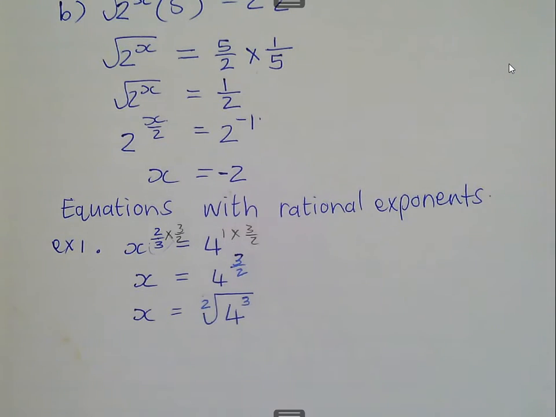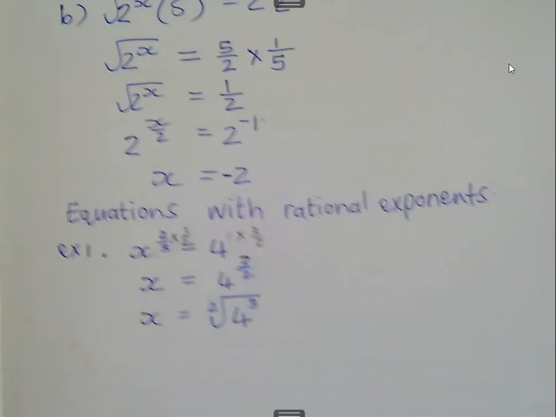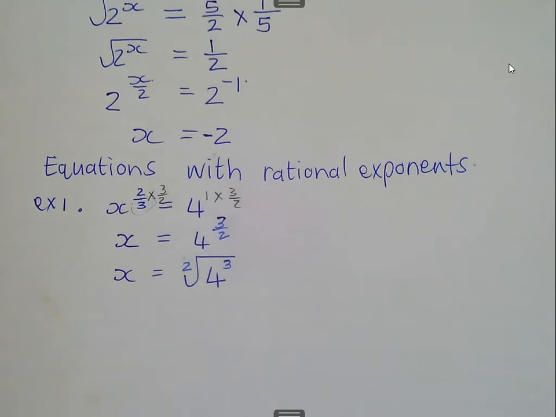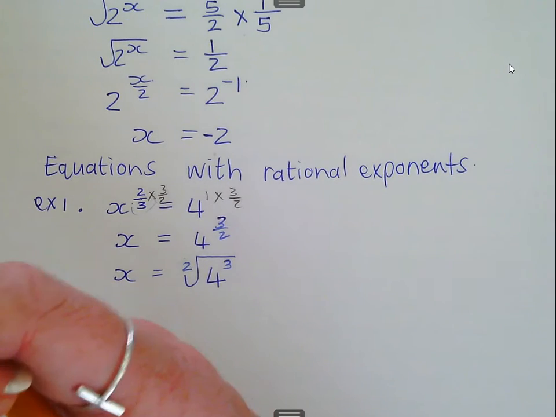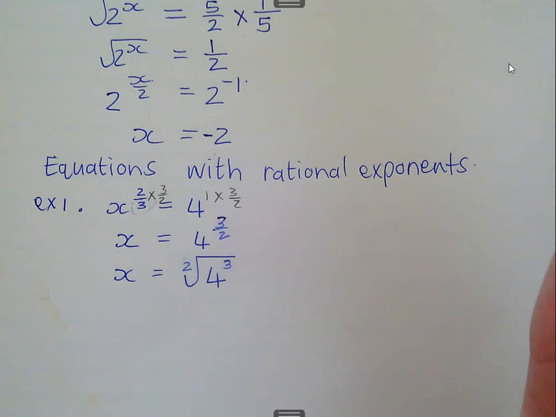Okay, now at this stage there are 3 different ways that we can solve this sum. The first one is to first calculate the exponent. So 4 to the power of 3 is 64. Square root of 64 is 8. Then we have our answer.